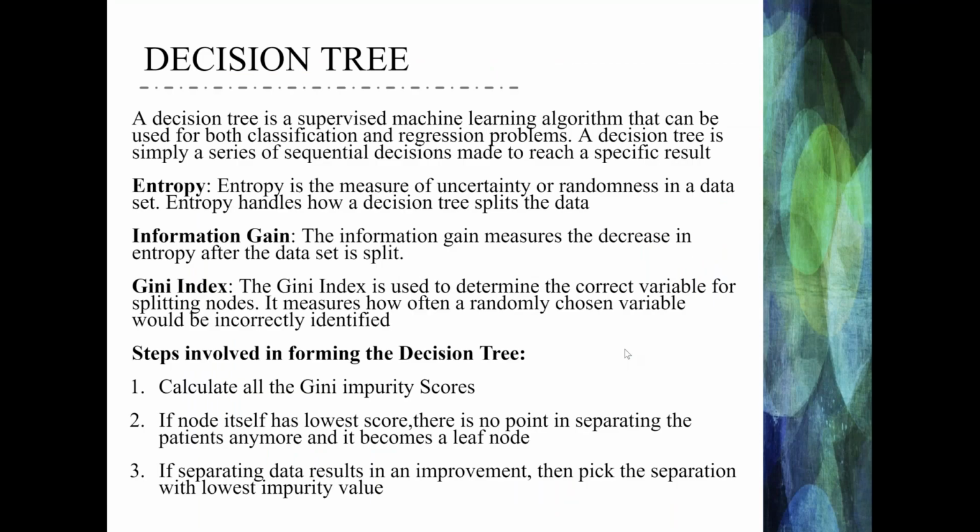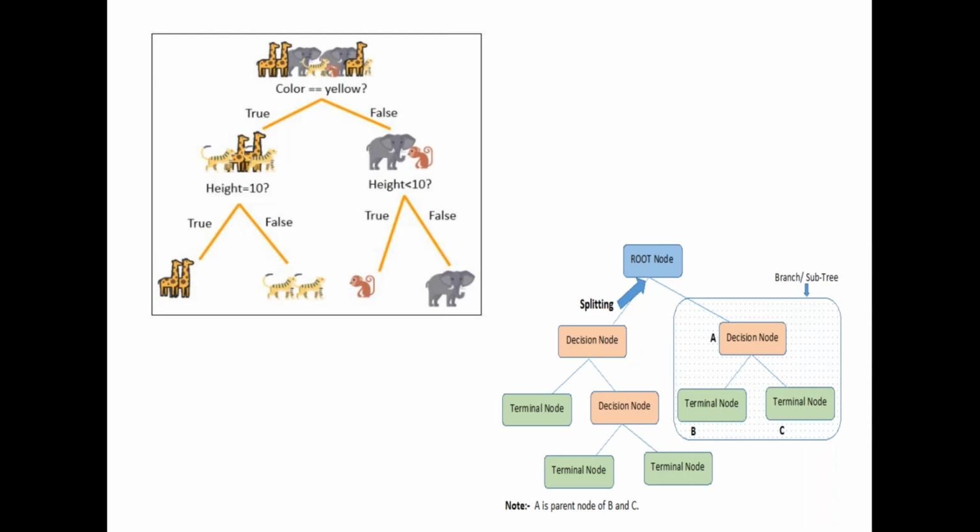Next slide. The next model we are going to use is the decision tree model. The decision tree model is a supervised machine learning algorithm that can be used for both classification and regression problems. Here we're going to use it for classification. A decision tree is simply a series of sequential decisions made to reach a specific result.